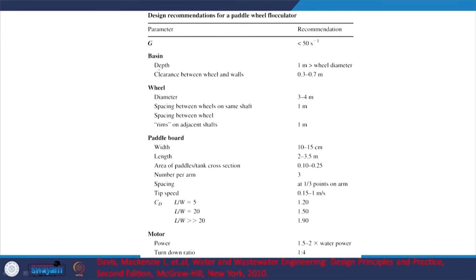So in general, you have the recommendations. Again, if this is asked in the exam, this will be given. If it's asked in the homework, you can look this up, I guess. G, we know, is 20 to 50 per second. That's what we have. So, different relevant aspects: the total depth should be 1 meter greater than the wheel diameter.